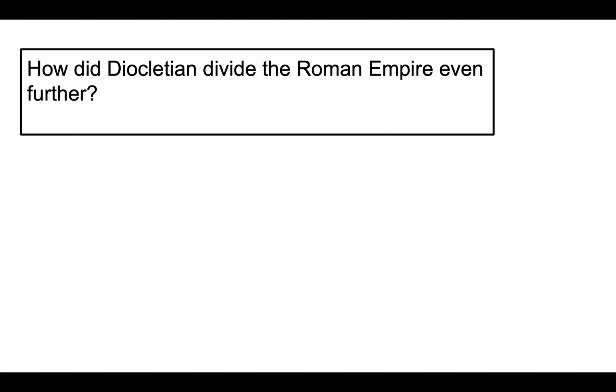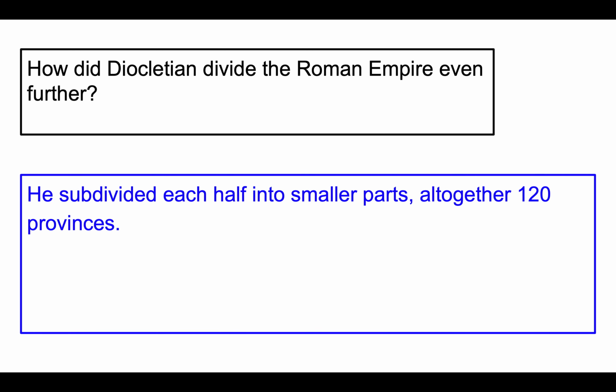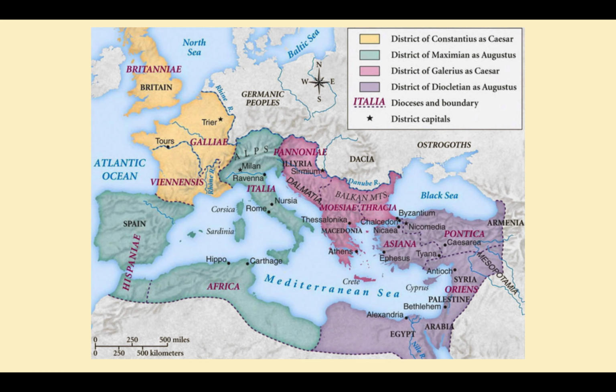How did Diocletian divide the Roman Empire even further than that? Well, he subdivided each half, first into 4 parts, and then altogether into 120 provinces. Now here's a map that you can look at. It's color-coded, and you can see Constantius had this area. You can tell Britain was part of the Roman Empire at this point.